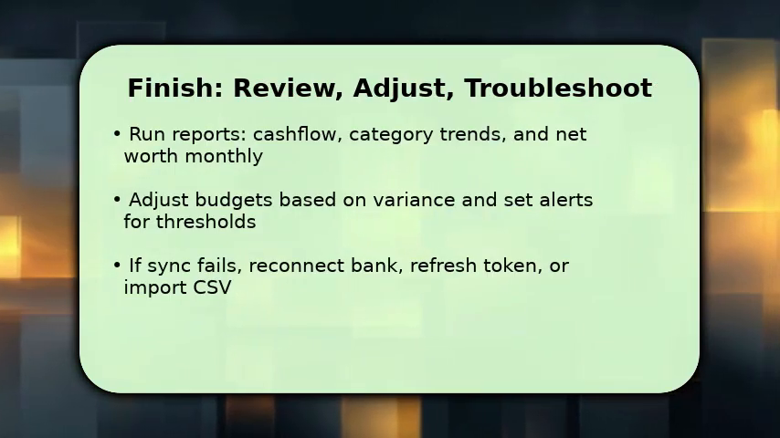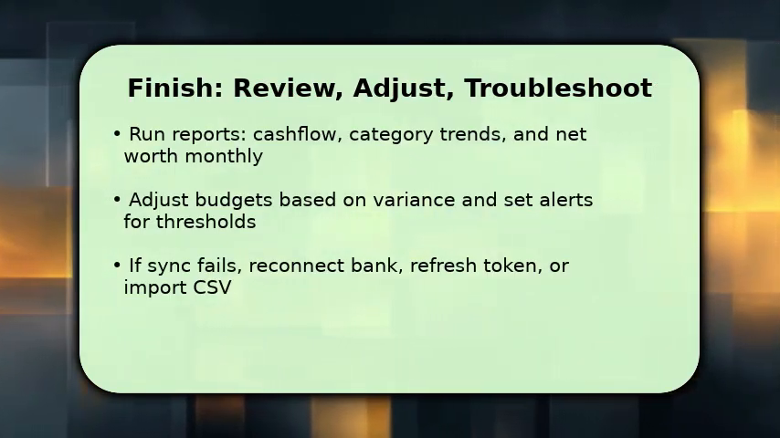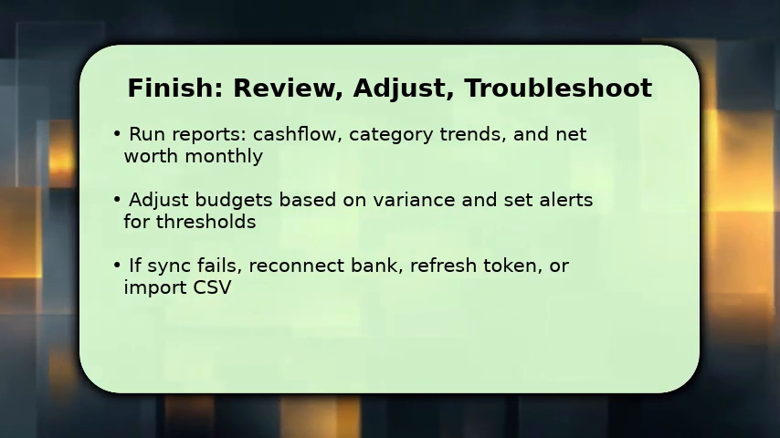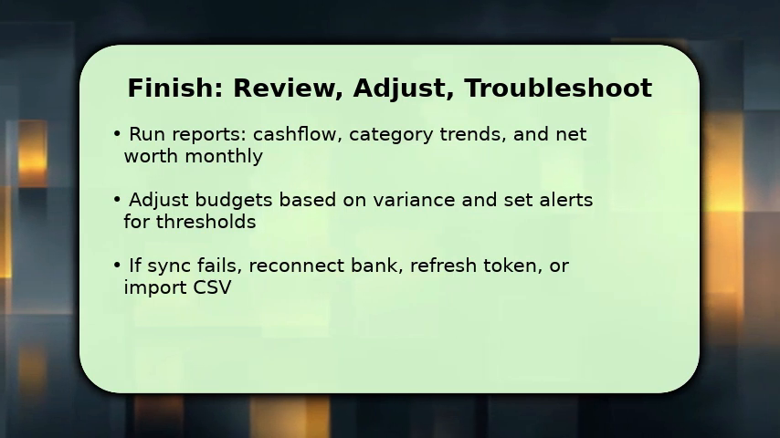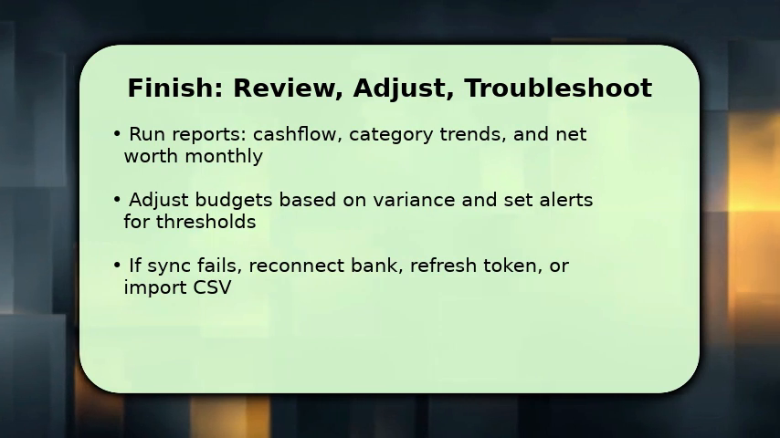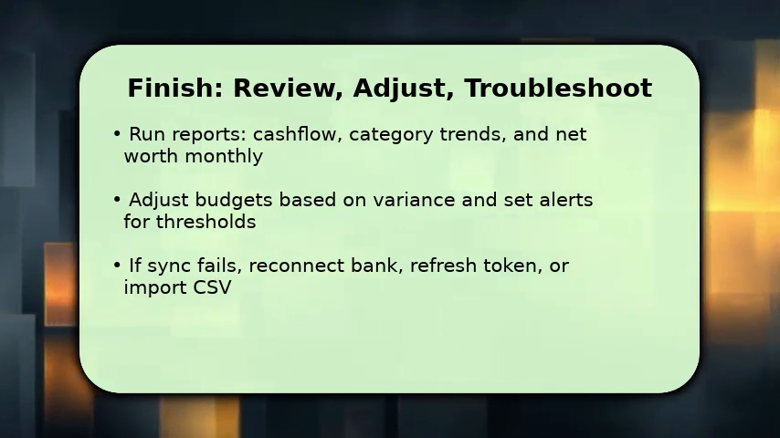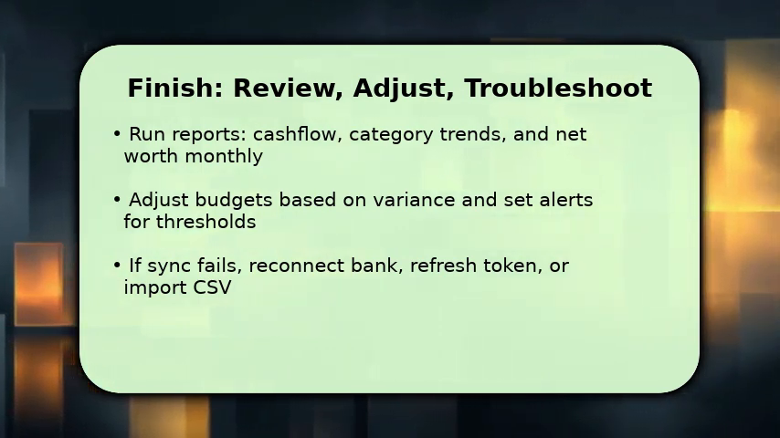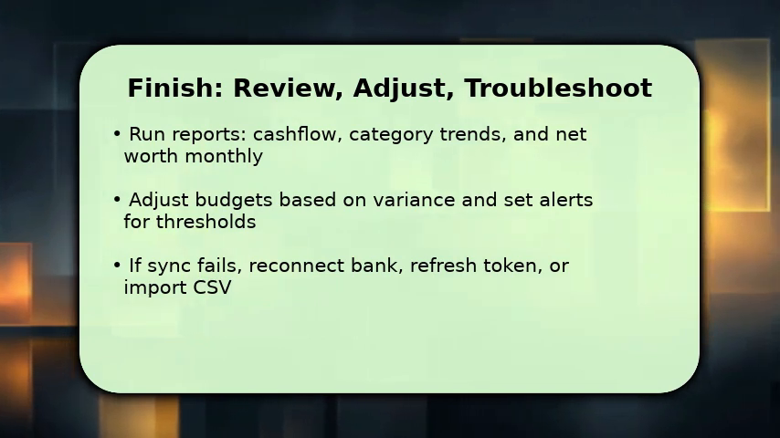Finish by validating results and locking in habits. Review monthly reports for cash flow, category trends, and net worth so you can spot leaks. Then adjust budget limits based on actual variance and set alerts at, say, 80% or 100% to prevent overspend. Reconcile your accounts weekly to keep balances accurate.